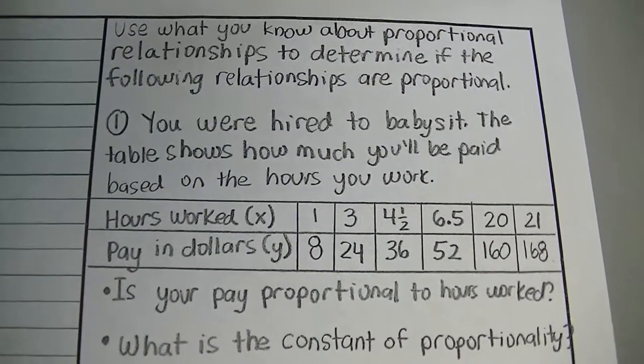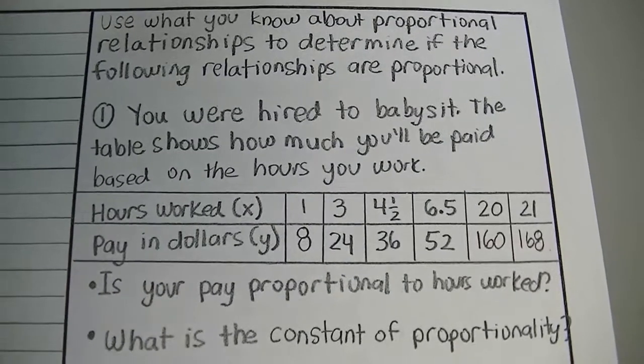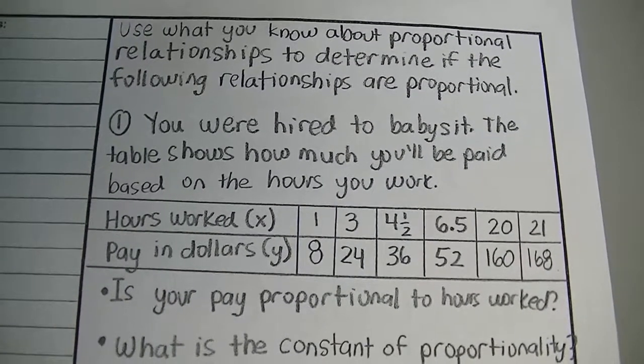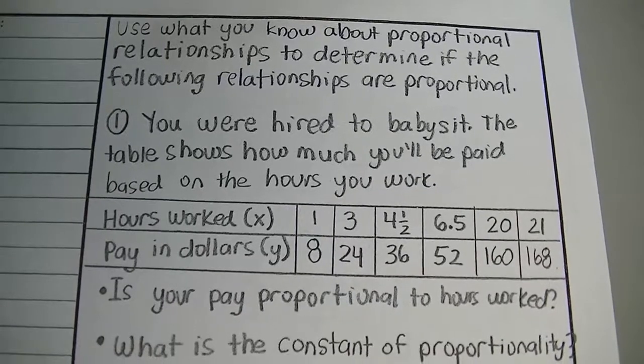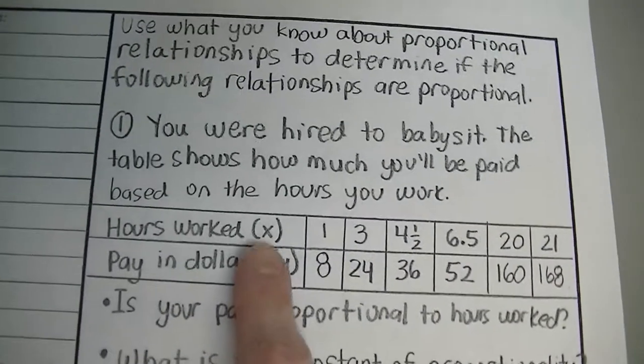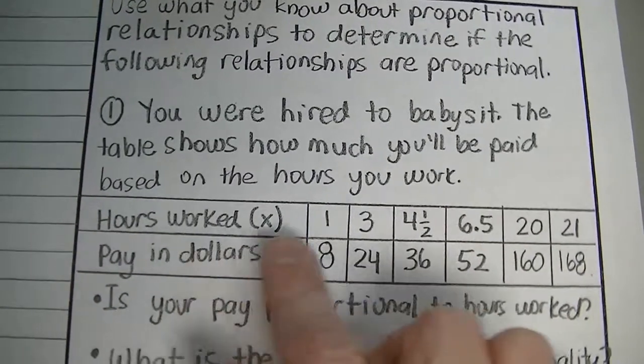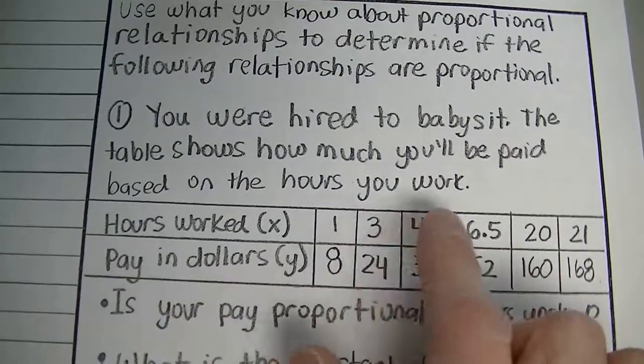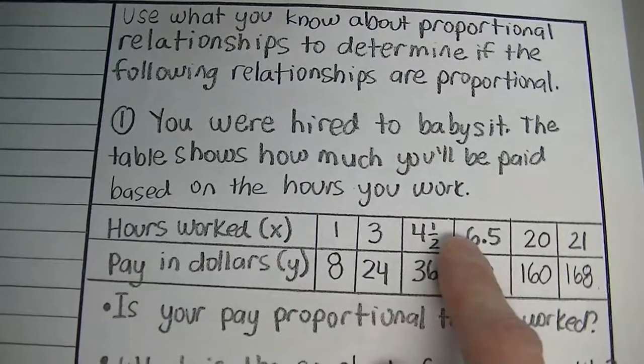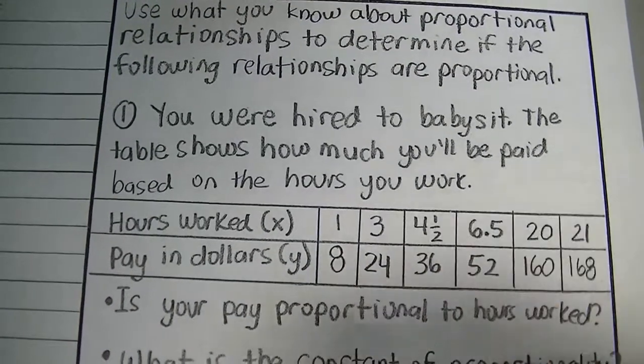All right, so the first situation says, number 1, you were hired to babysit. The table shows how much you'll be paid based on the hours you worked. And it's nice right here because it's already labeled X and Y for you. So if you work 1 hour, you make $8. If you work 3 hours, you get $24. If you work 4.5 hours, you get $36, and so on and so forth.